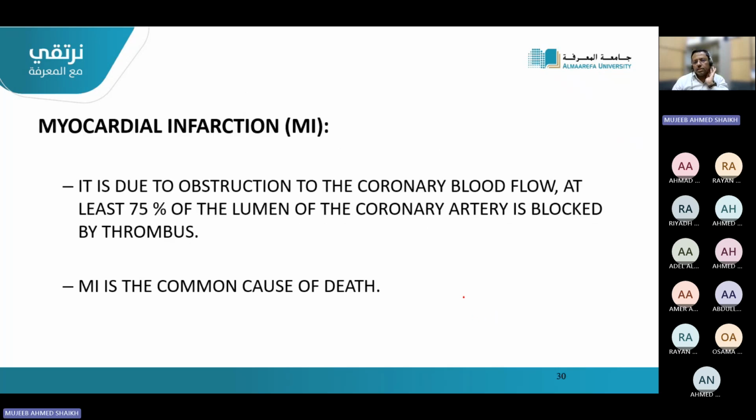Myocardial infarction is obstruction of the blood flow through the coronaries, almost 75% less than normal, due to blockage by plaque or thrombus. It is the most common cause of death, because of coronary artery blockage, myocardial infarction.